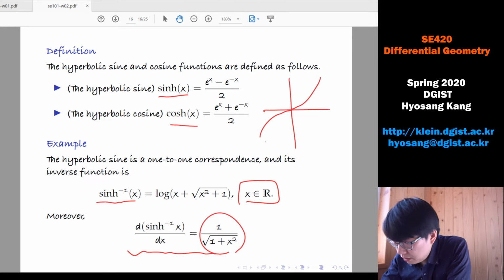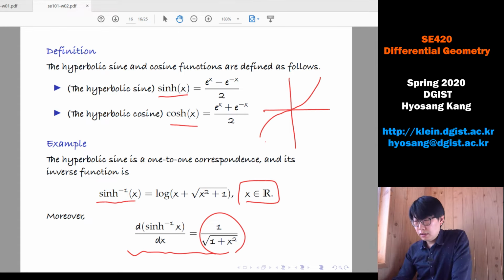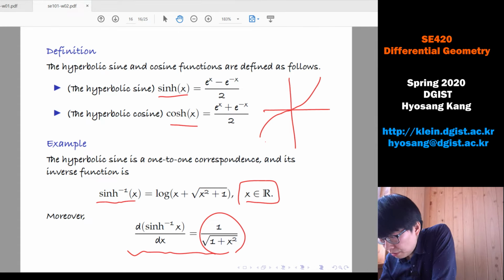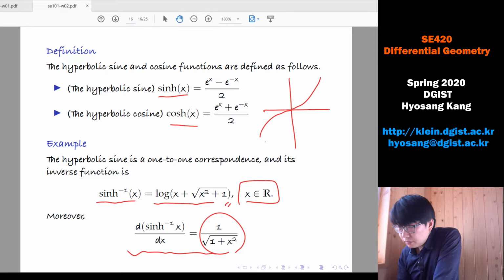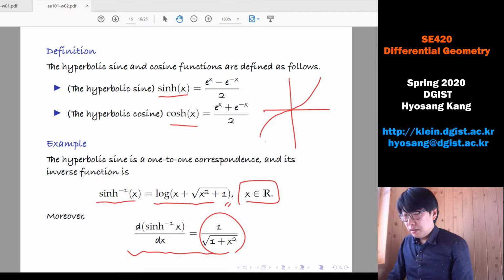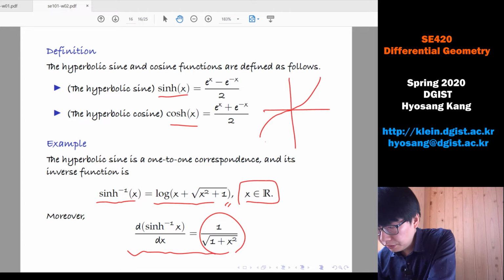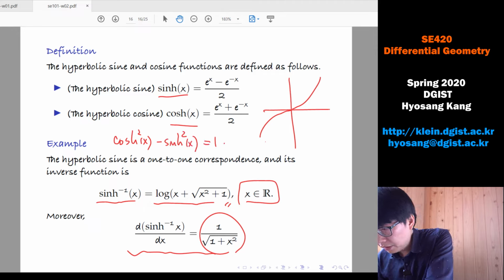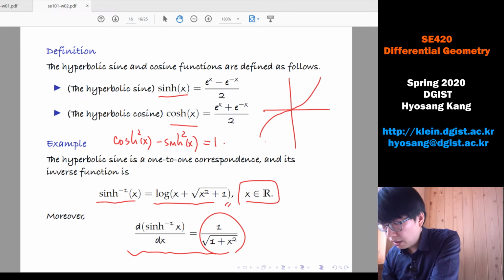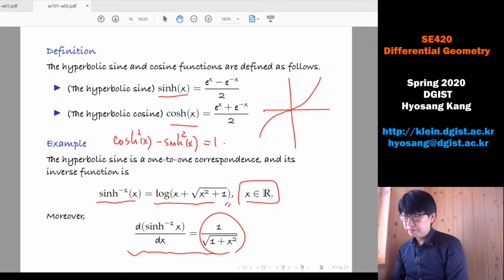So you can use the same method, or you can also define the actual inverse of hyperbolic sine as a logarithm. Okay. Also, a useful fact is that instead of a plus, you have a minus in the squared sum of hyperbolic cosine and hyperbolic sine.